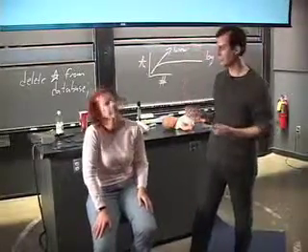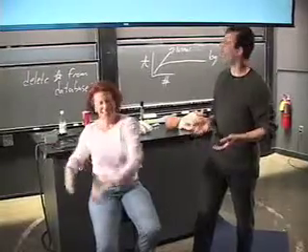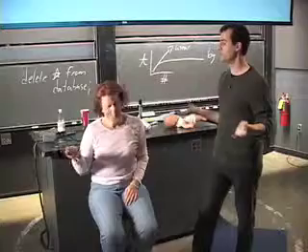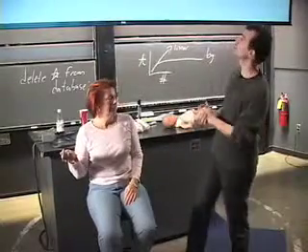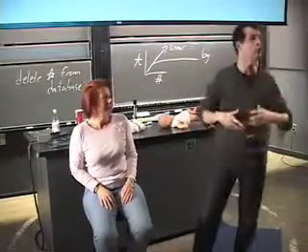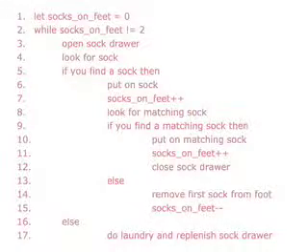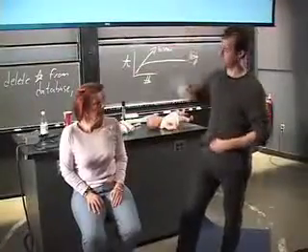Step 4, look for sock. Your moment to shine. All right. If you find sock, then here's a decision point. Did you find a sock? Yes. She found a sock. So line 5 is, as they would say, true. Notice the indentation. We now do everything that's indented below line 5. Line 6 says put on sock.